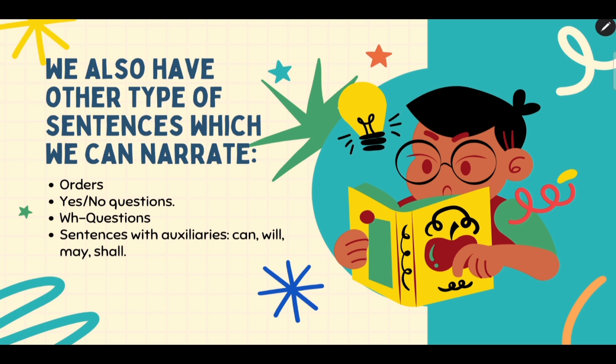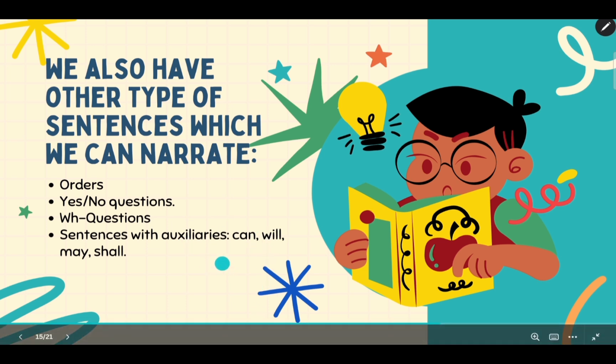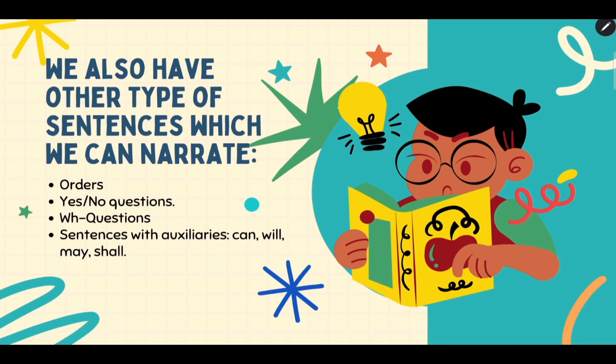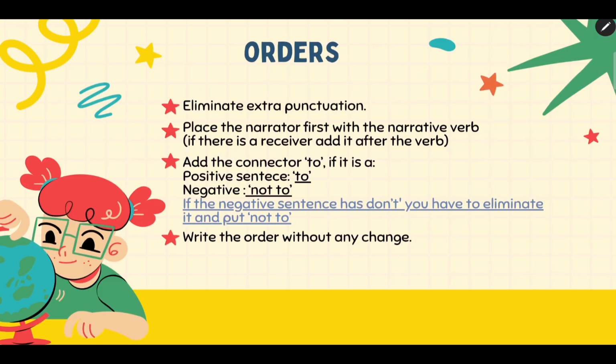But guys, we also have other types of sentences which we can narrate. We have orders, yes/no questions, WH questions, and sentences with auxiliaries. As we mentioned at the beginning, we could have can, will, may, or shall. But let's see some examples now. Check, guys, when we have orders, we follow the first two steps for each kind of sentence that we are going to see today. So these two, you already know them. So now number 3 is the one that changes, the numbers 3 and 4.